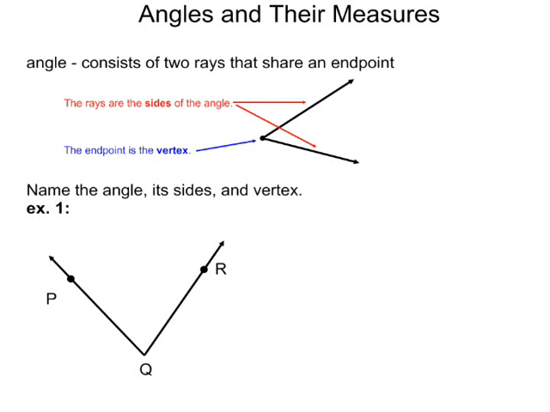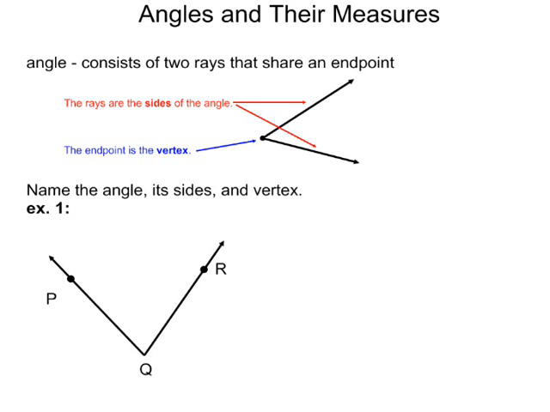Today we're going to learn about angles, how to name them, and finding angle measure using angle addition postulate. First of all, we need to know what an angle is. An angle consists of two rays that share an endpoint. So you can see in my diagram, I have two rays that are starting from the same endpoint.